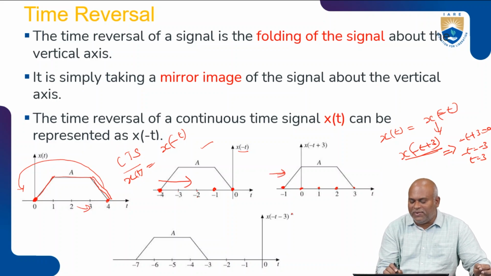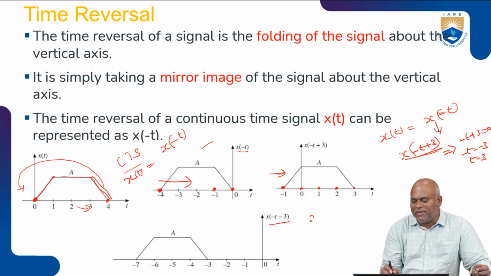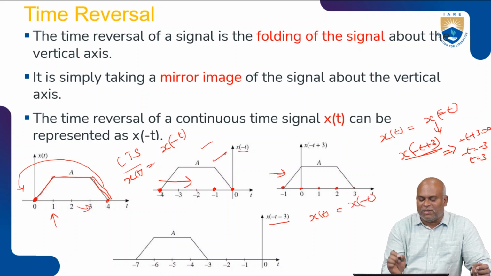And we can even do a delay also, a time delay. After doing the time shift, we do the time delay. Here I take x of t as this signal. This is the original signal. I converted it to x of minus t as a time reversal. We got this one.